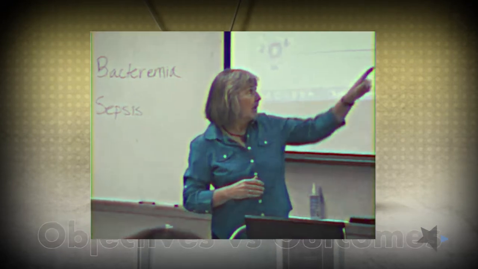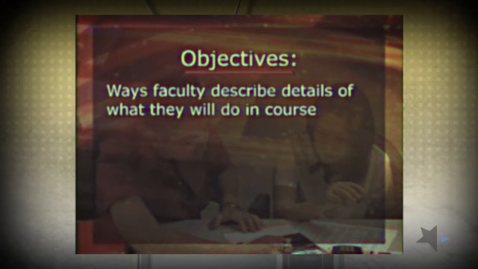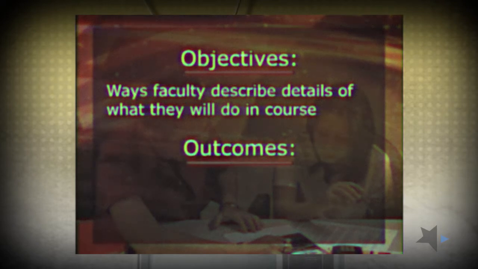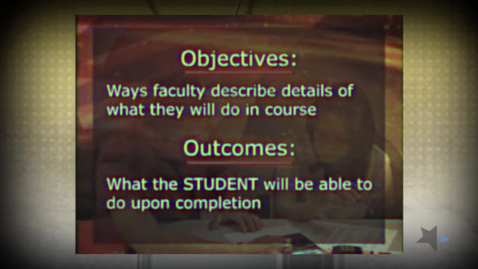Faculty in California have always had to include objectives in our curriculum documents of record, which all have to be approved at the state level. So we've had objectives in them legislated by law for years. But we understood as we started looking at them that objectives are ways that faculty describe the details of what they're going to do in their course. And when we were talking about outcomes, we were talking about what the student is able to do at the end. It's a higher level.